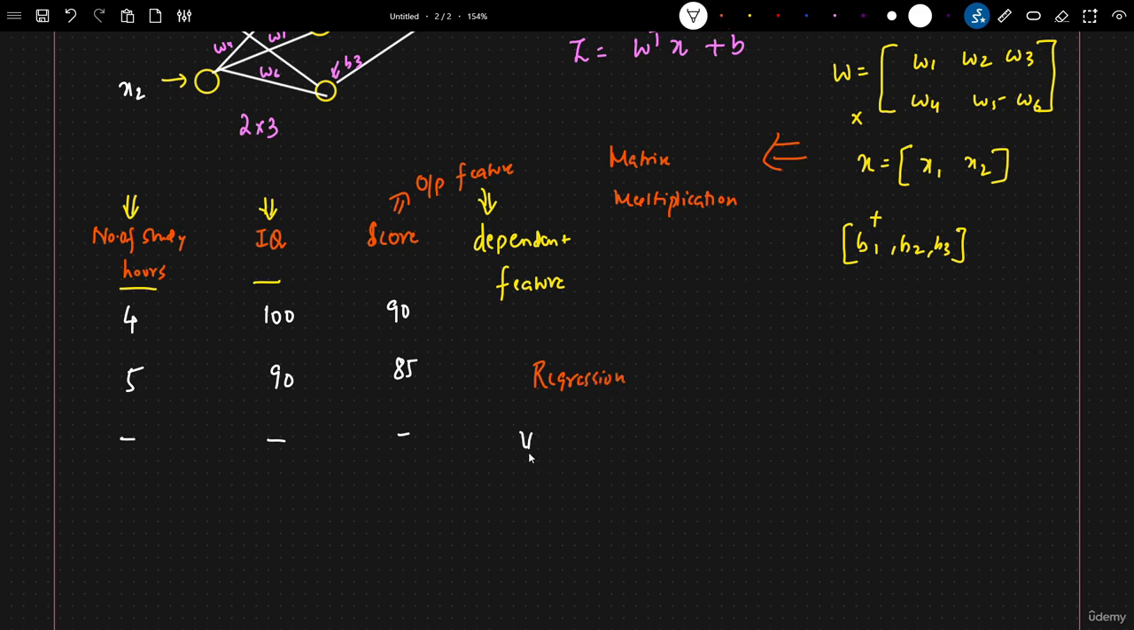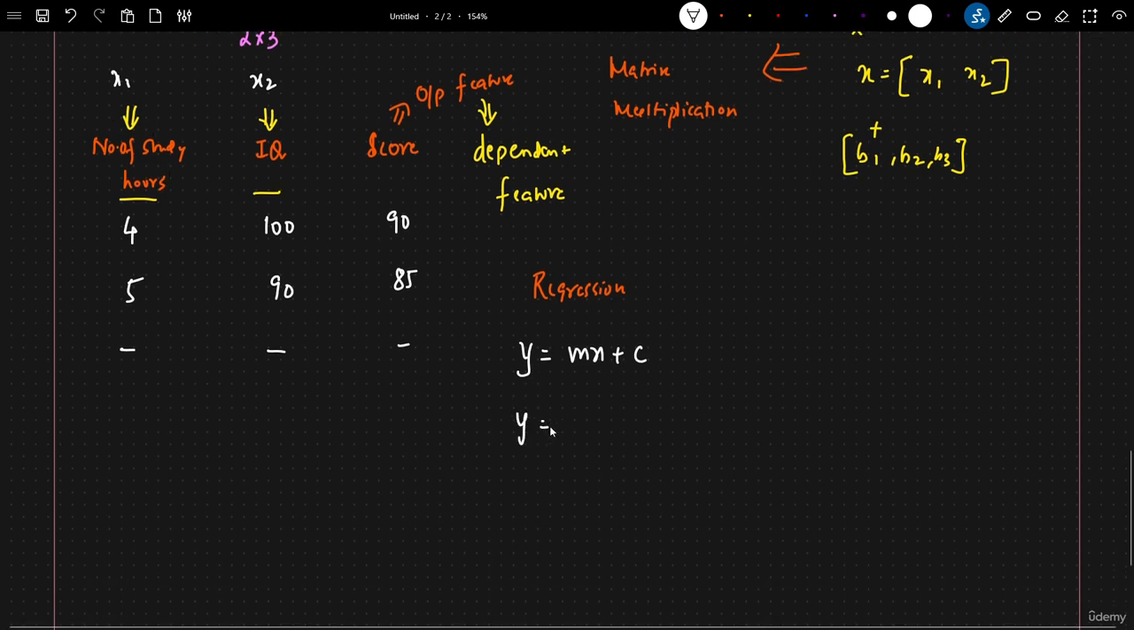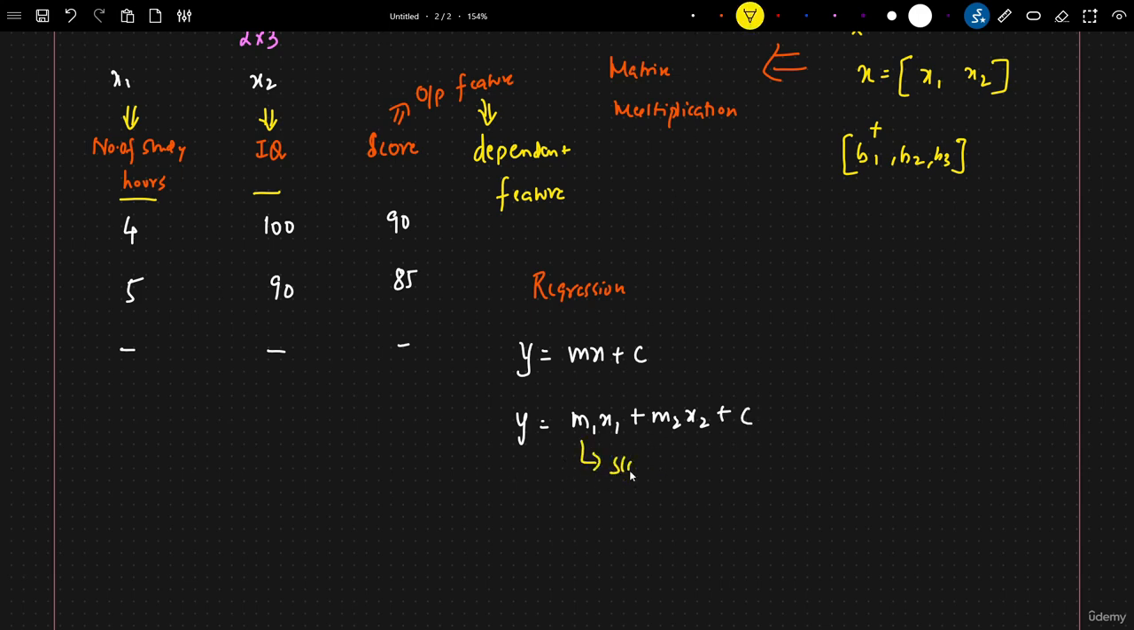Now, in order to solve this problem, I may use an equation which is called y is equal to mx plus c. As you know, this x is nothing but x1 and x2, and this m is nothing but the slope. Since I don't have just one independent feature, I have two independent features, so this equation overall will be something like m1 x1 plus m2 x2 plus coefficient c. m1 is the slope or coefficient of the feature x1, and m2 is the slope or coefficient of x2.